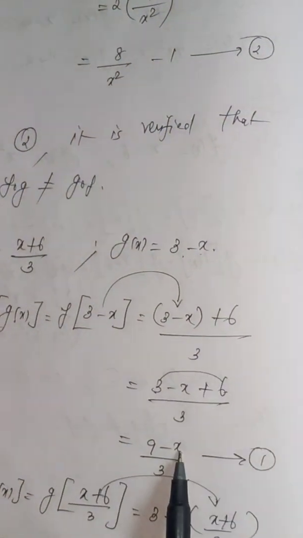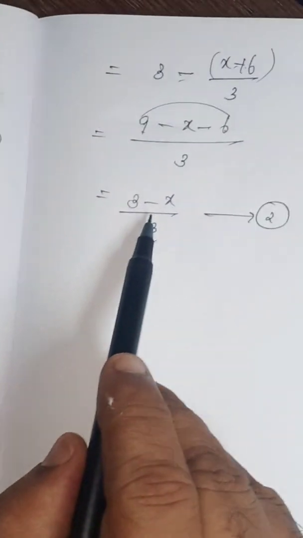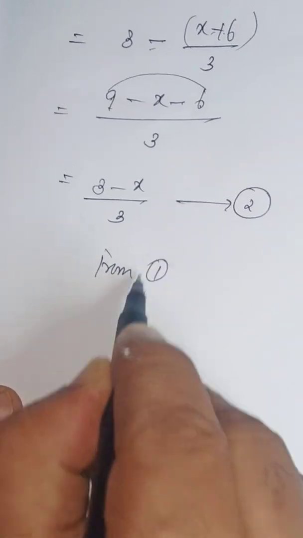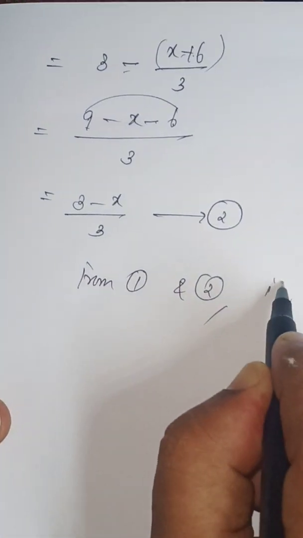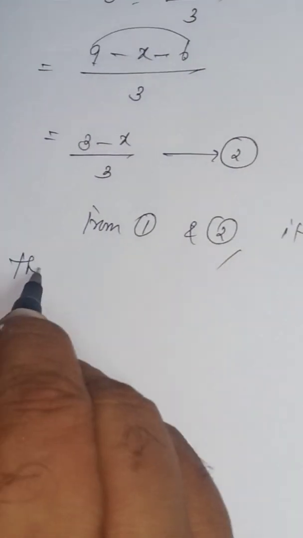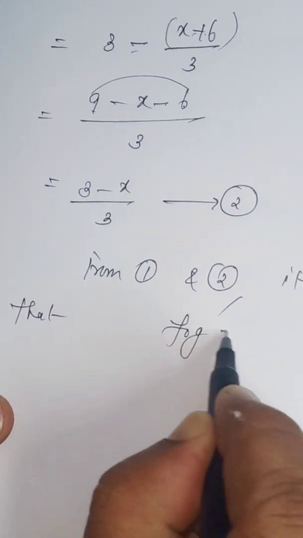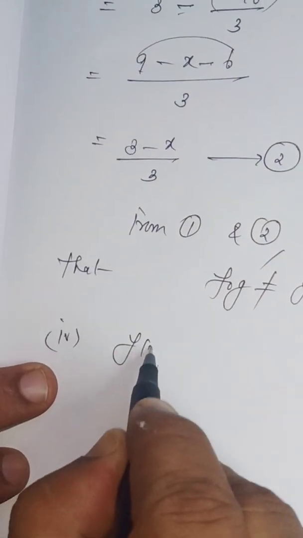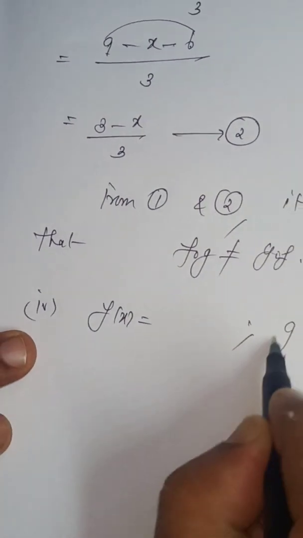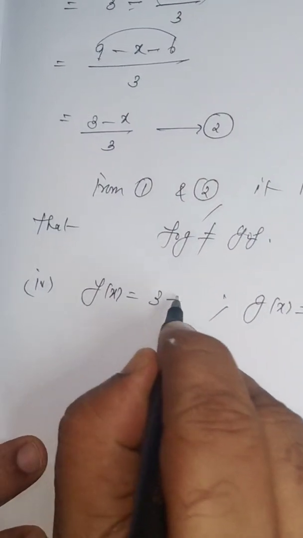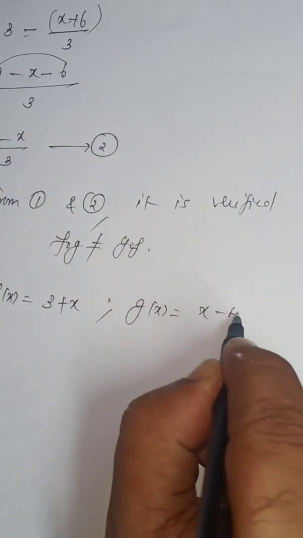First equation 9 minus x by 3. Here RHS, second equation 3 minus x by 3. They are different from 1 and 2. It is verified that f dot g is not equal to g dot f. Now subdivision number 4. f of x equals 3 plus x, g of x equals x minus 4.